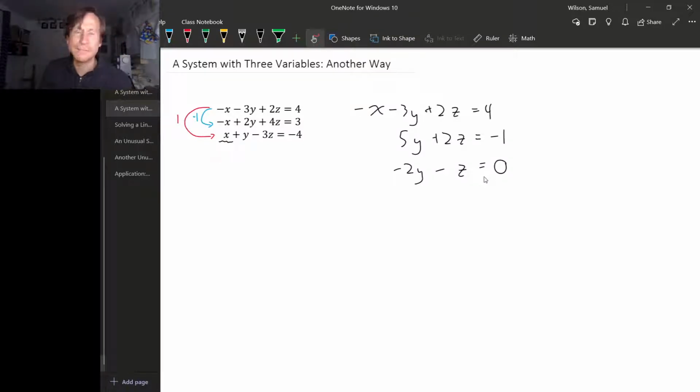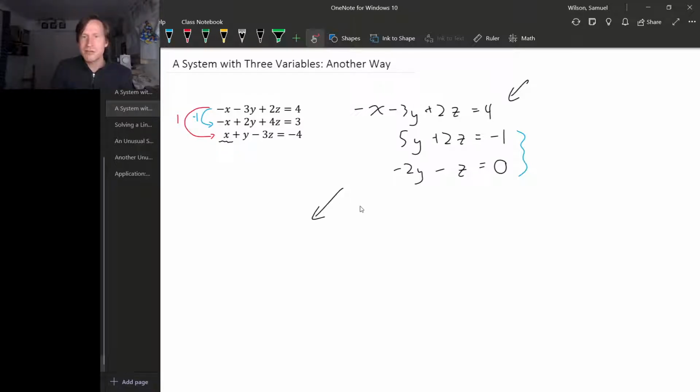All right, now looking at just the second two equations, you can see that we've eliminated an x just in the second two equations. So what we can do now is work just with the second two equations and do the elimination method on them. The first equation is just kind of coming along for the ride.